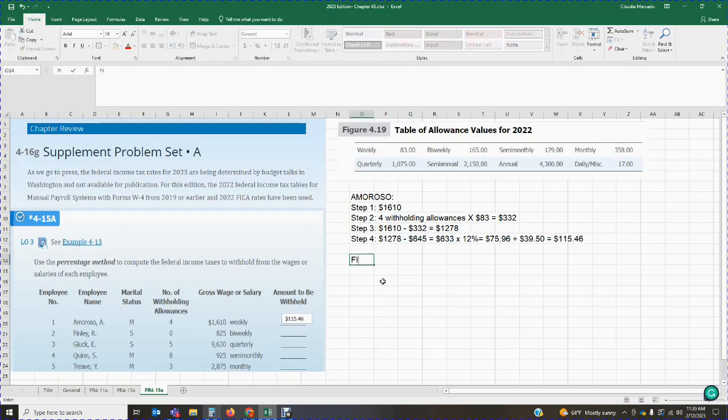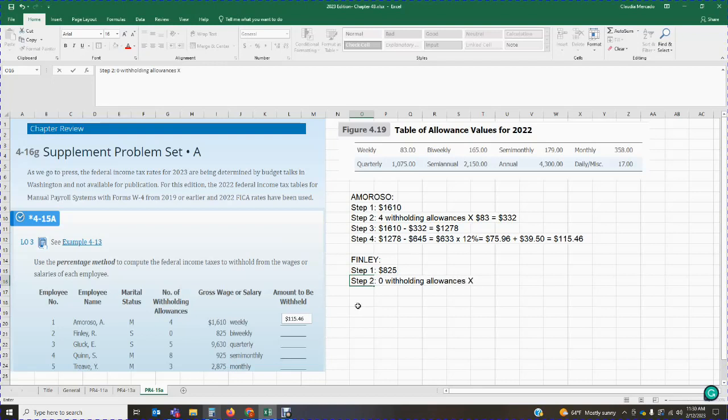The next one I have is Finley. Step number one for Finley. I like to break it out by steps, that way I know what I'm doing. How much is Finley earning? Finley is earning $825. Step number two: does Finley have any withholding allowances? No. So we have 0 withholding allowances.